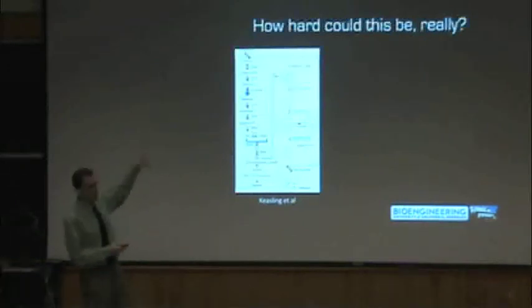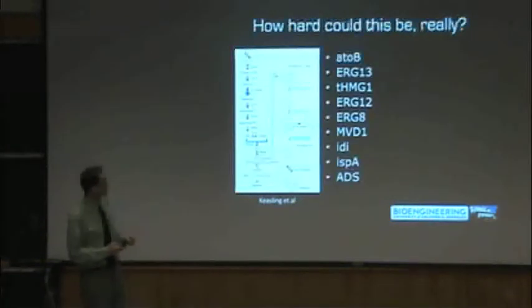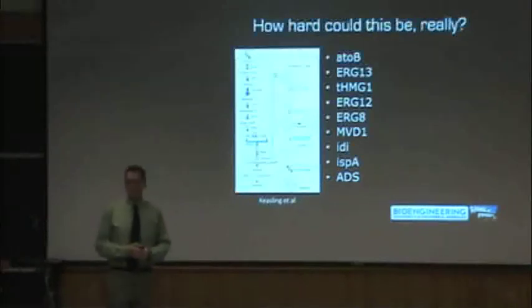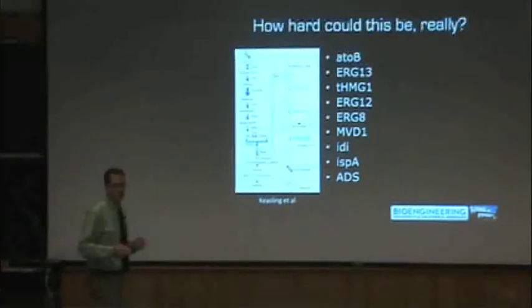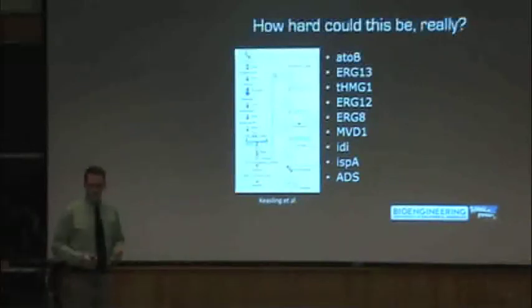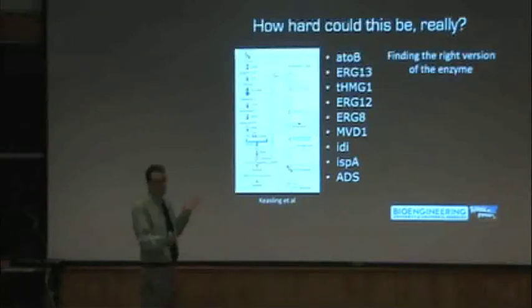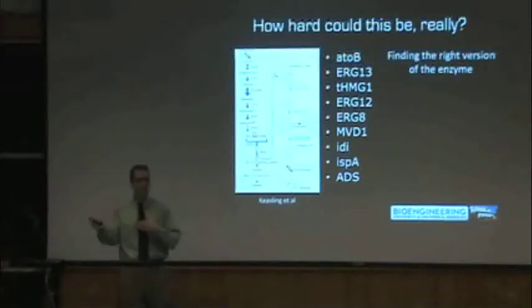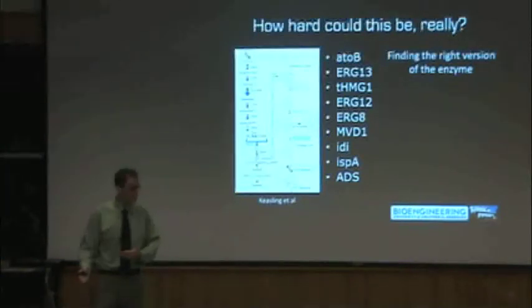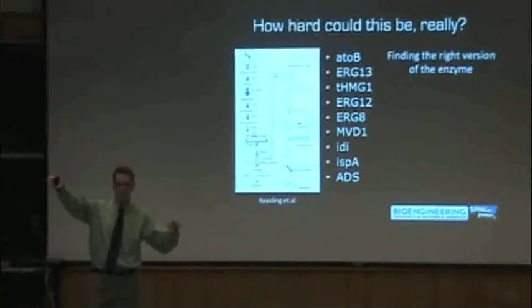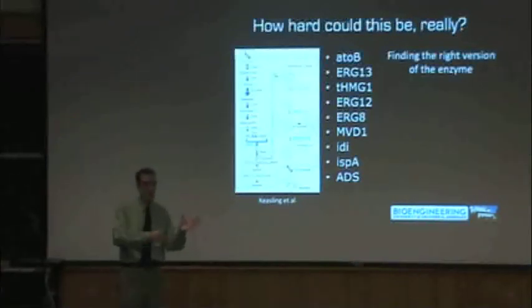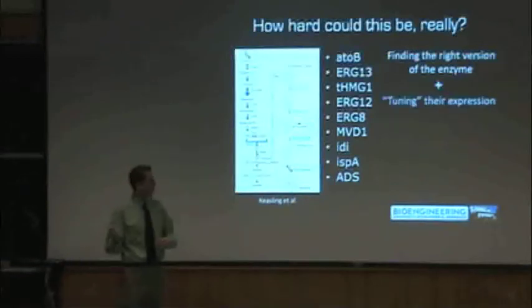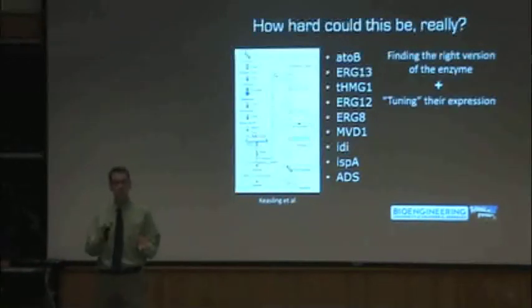All of those colored arrows generally involve this laundry list of enzymes that are required to do all of this. So I would need to find all of these enzymes, and I would need to put them into strings of DNA, and I might need to find the right version of the enzyme, because there are probably different versions of this enzyme from different organisms, and I might take one from one and one from another, because some are better and some are worse, or some are better in context and some are worse in context. And I might need to do the promoter shuffle by tuning their expression.